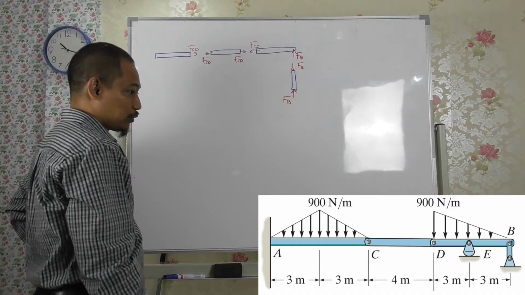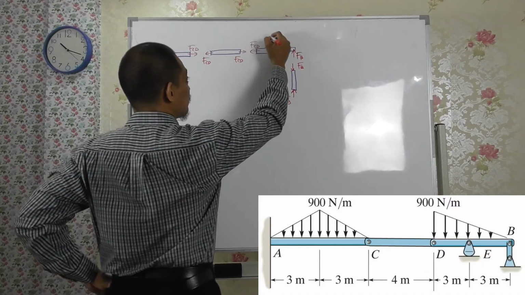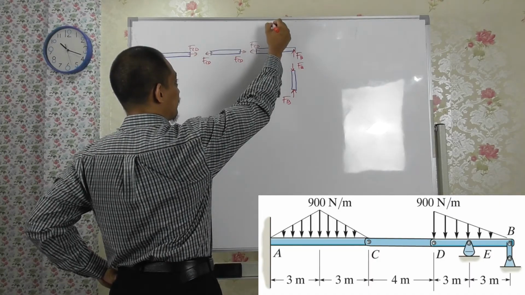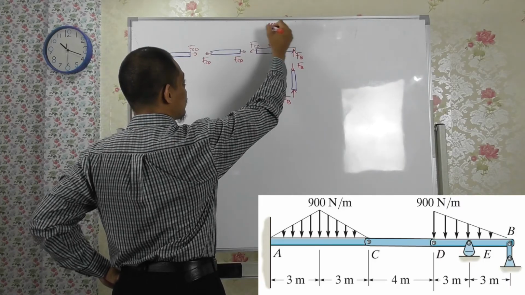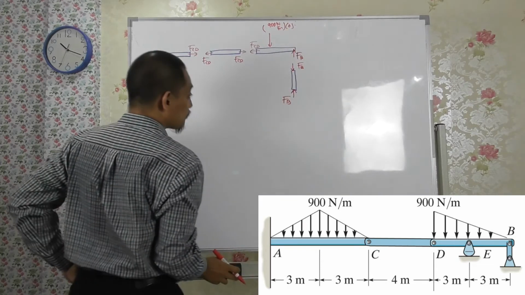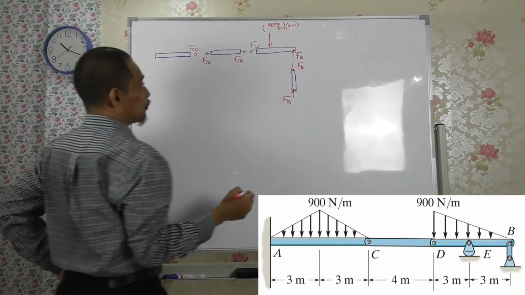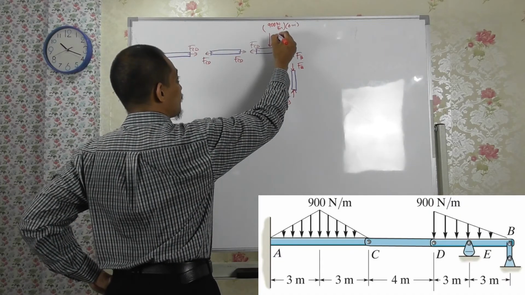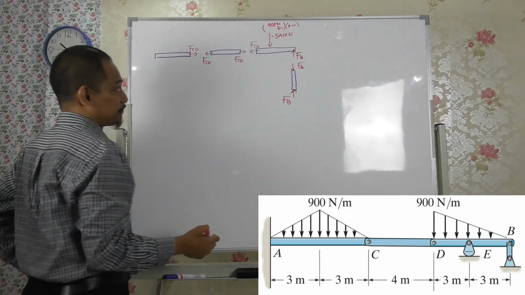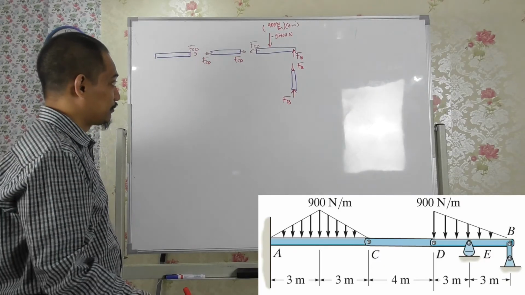What else? You have the distributed loading there. For the 900 Newton per meter here, in terms of the value, it will be 900 Newton per meter times the distance of 6 meter, 6 meter length. So you got 5400 Newton, right? There. Of course, when you draw the free body diagram, you have to draw the distance.